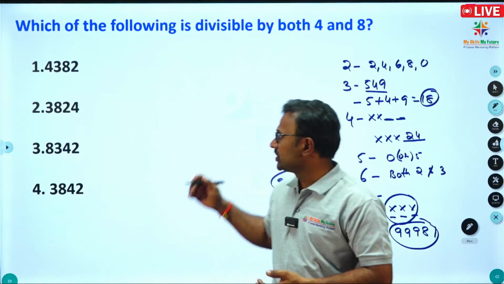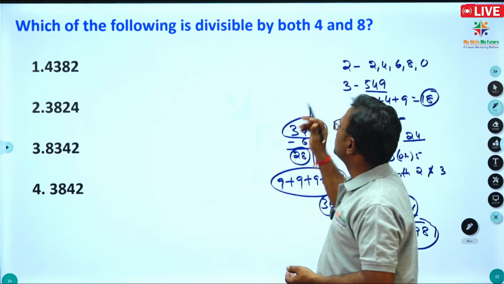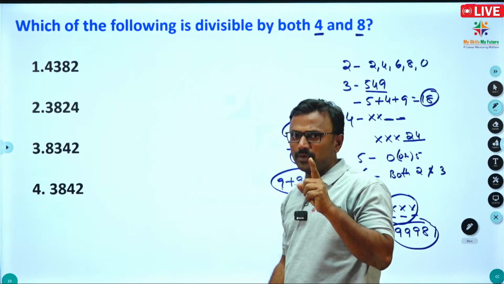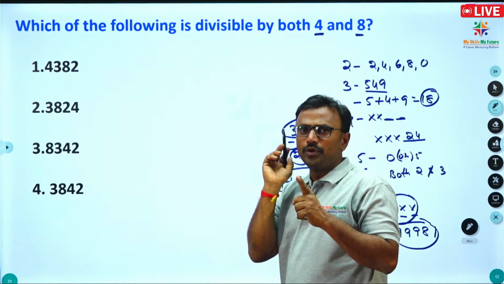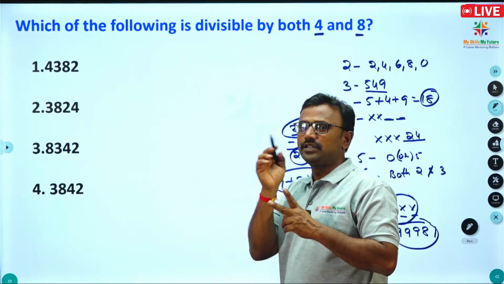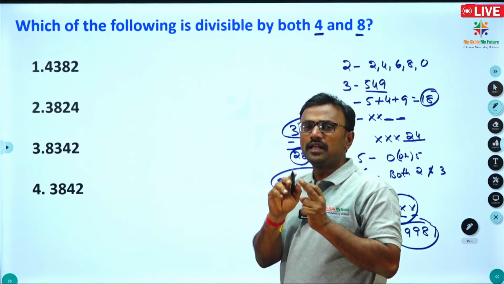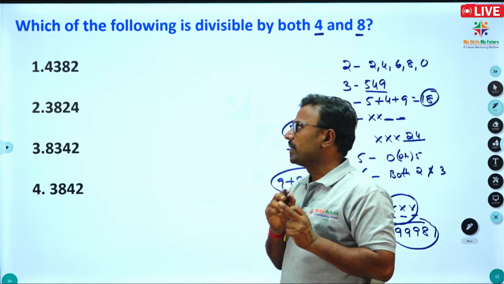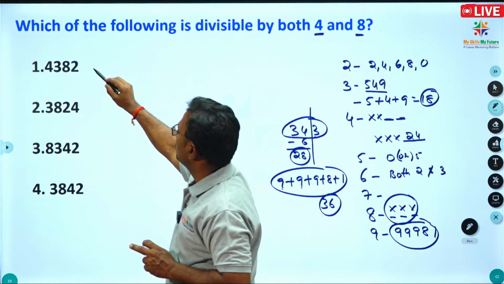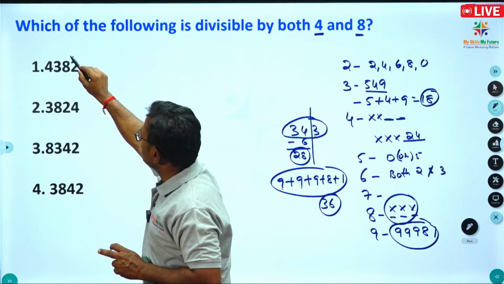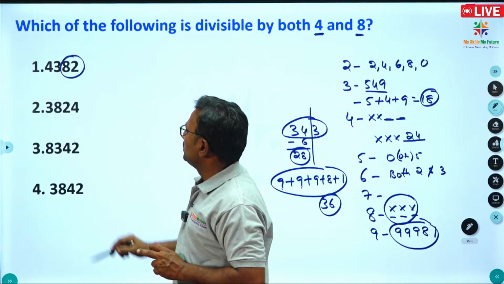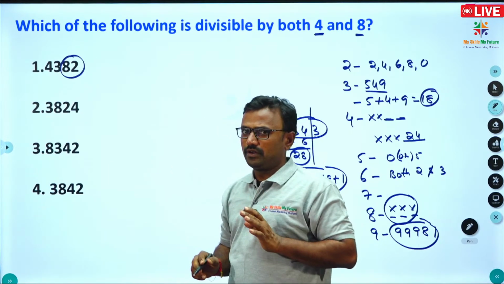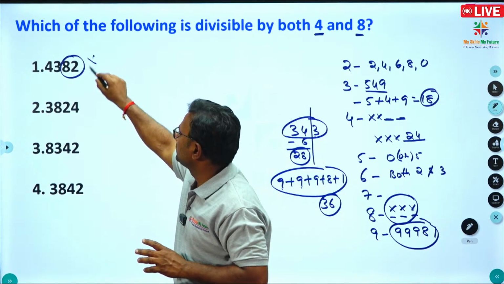See the question here: which of the following is divisible by both 4 and 8? What is the divisibility rule of 4? Last 2 digits are a multiple of 4 or zeros. What is the divisibility rule of 8? Last 3 digits are a multiple of 8 or zeros. If you see the first option, its last 2 digits, 82, are not divisible by 4. So this option is not correct.